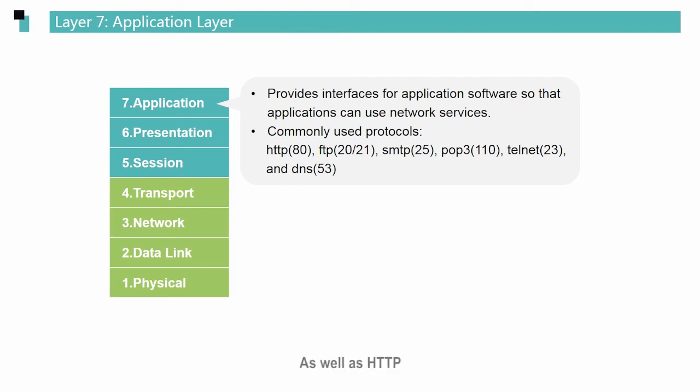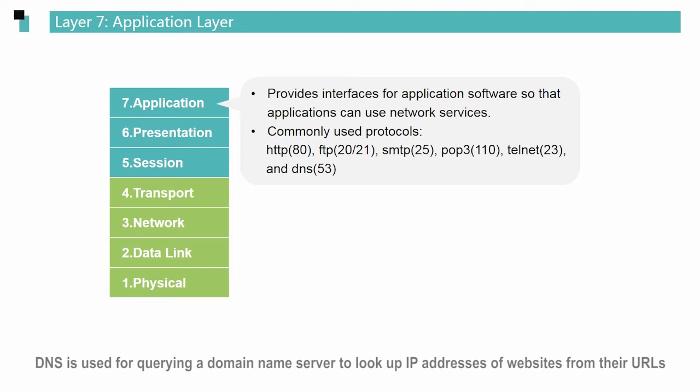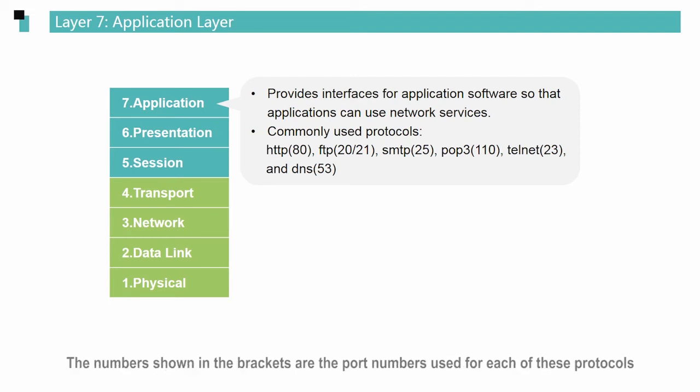As well as HTTP, the application layer also includes some other protocols. For example, Telnet is used for remote login to network devices. FTP is used for transferring files. SMTP and POP3 are used for email. DNS is used for querying a domain name server to look up IP addresses of websites from their URLs. The numbers shown in the brackets are the port numbers used for each of these protocols.